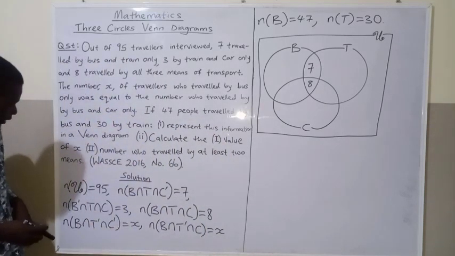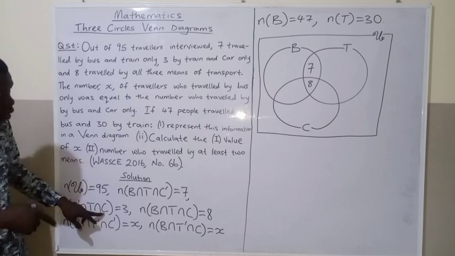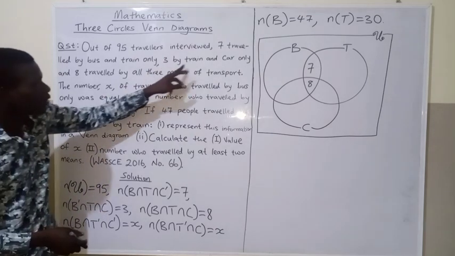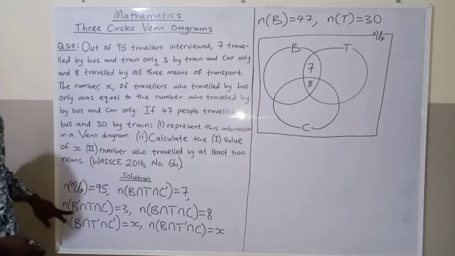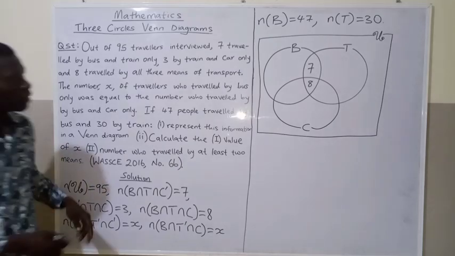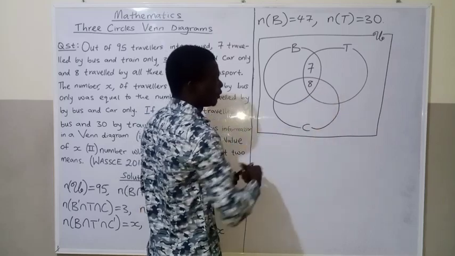Again, it says 3 traveled by train and car only. 3 by train and car only. So that's 3. They do not involve bus. So 3, train and car only.